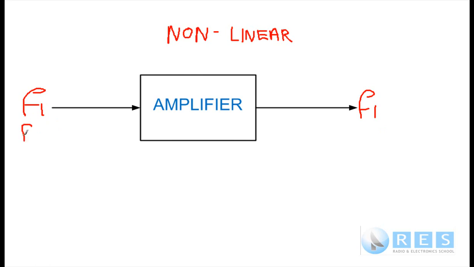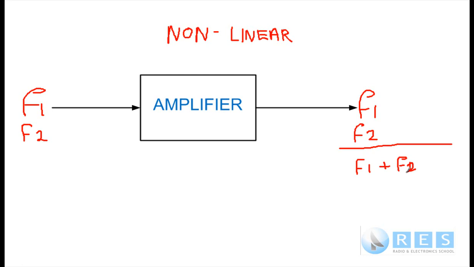What if we put two signals, F1 and F2? Well, whatever we put in, we get out. So if we put F1 in, we get F1 out. If we put F2 in, we get F2 out. However, we get some other interesting outputs as well. We get the sum and difference of F1 and F2. Assuming F2 is the higher frequency, we would get F1 plus F2, and that's a new frequency.